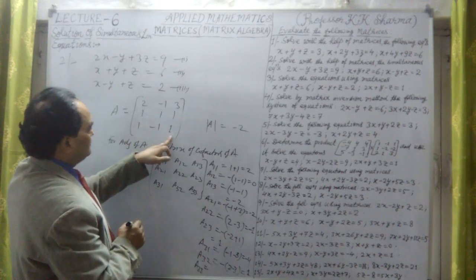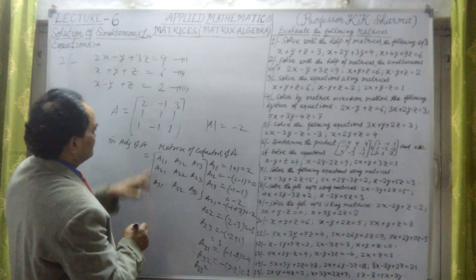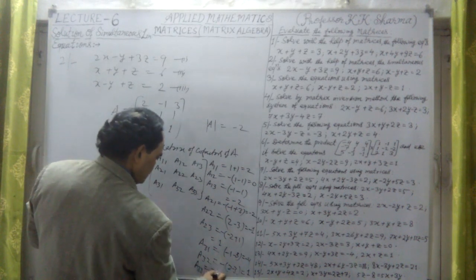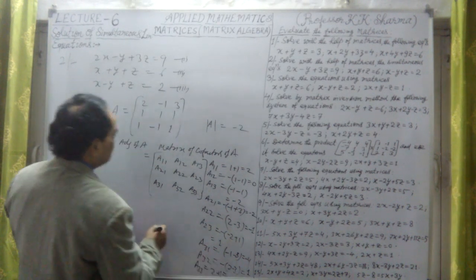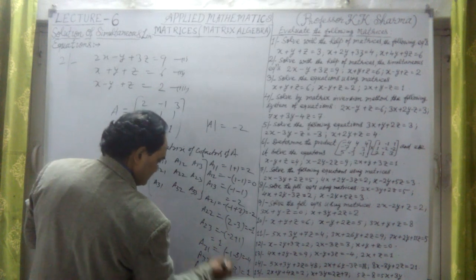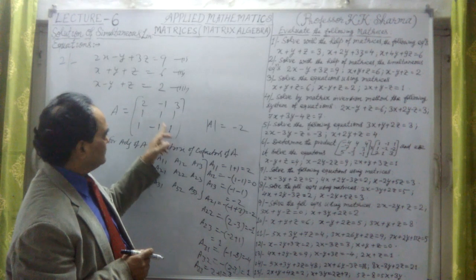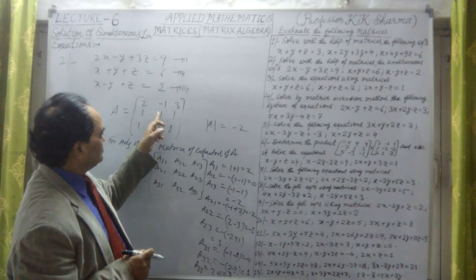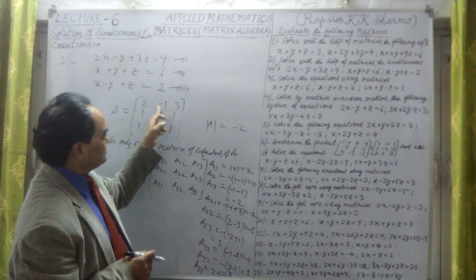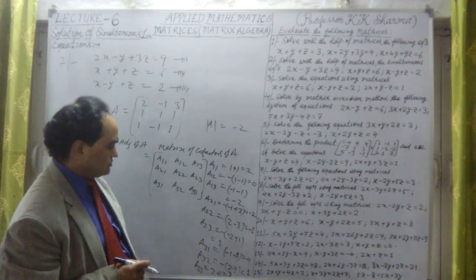Now A33 for this 1 is 2 plus 1, with minus 1 plus here, it is 3. While 3 plus 1 for this 1, the cofactor of 1 is 2 into 1 is 2, and this minus 1 minus 1 plus 2 plus 1, 3.